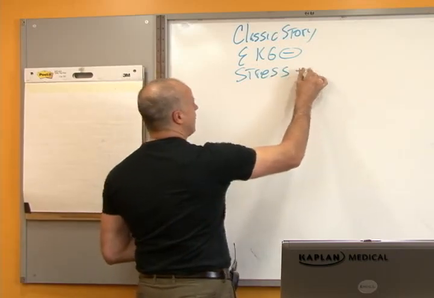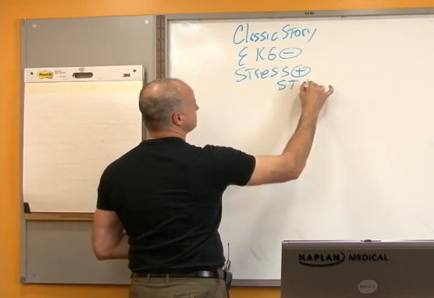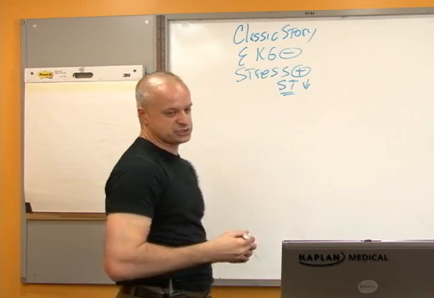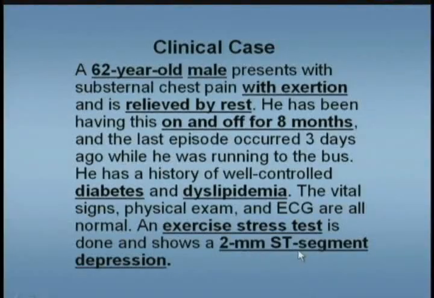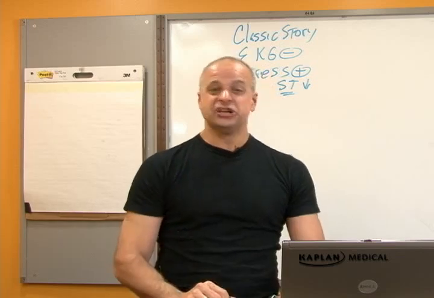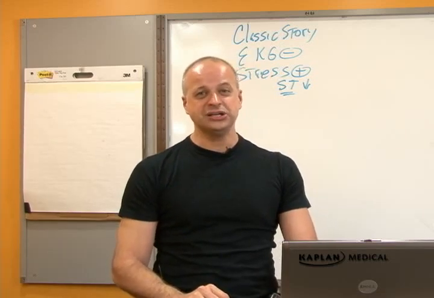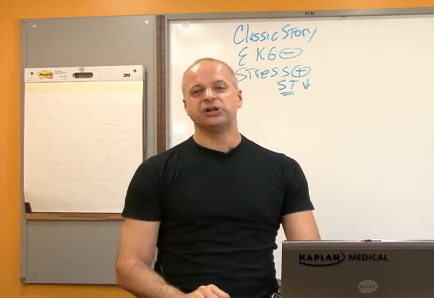Now the stress test is positive. Remember, the target of a stress test is ST segment depression. That's what he's got. You're not trying to exercise people into ST elevation. That would be like exercising them into an infarction, and that's not nice. Nice people don't exercise their patients into death. So, when you have ST segment depression on the stress test with 8 months of symptoms, the diagnosis is stable angina.